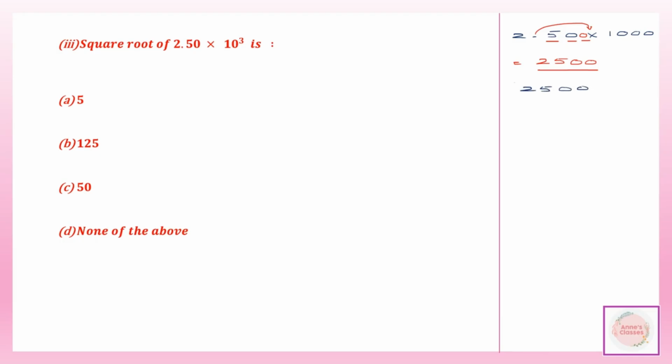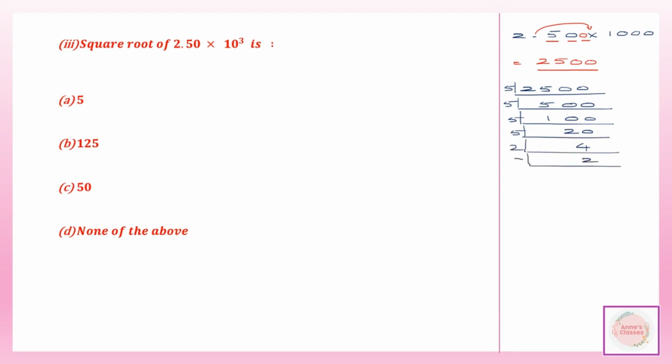We're going to divide this by 5 first. 5 fives are 25 and we've got 2 zeros there. Continue dividing this again by 5. 5 ones are 5, so that's 100. Again by 5. 5 twos are 10. Let's take 10 and then 0. Next, 5 fours are 20. Now 4 has to be divided by 2. 2 twos are 4 and 2 ones are 2. So we have found the prime factors here.